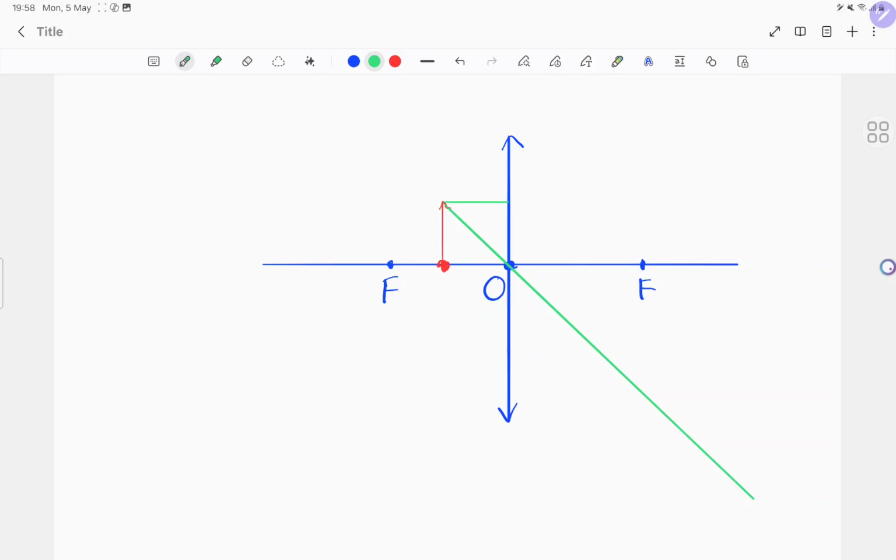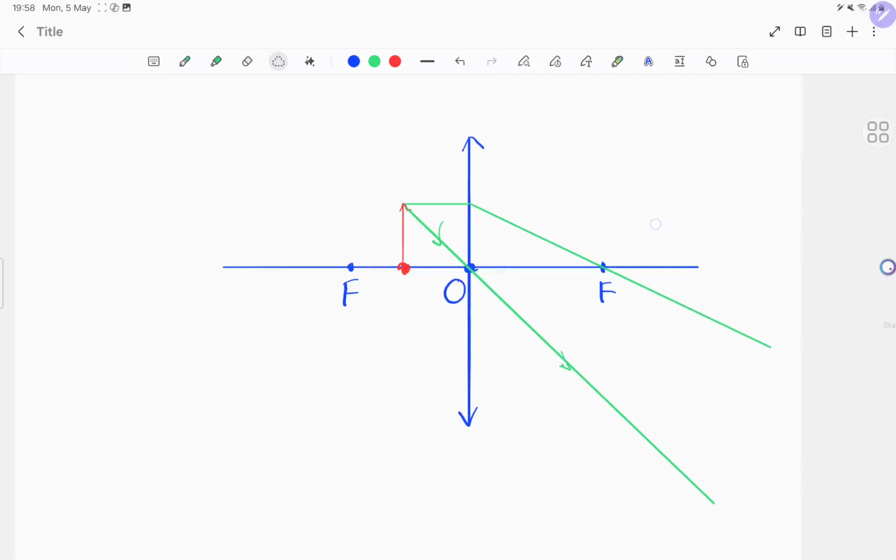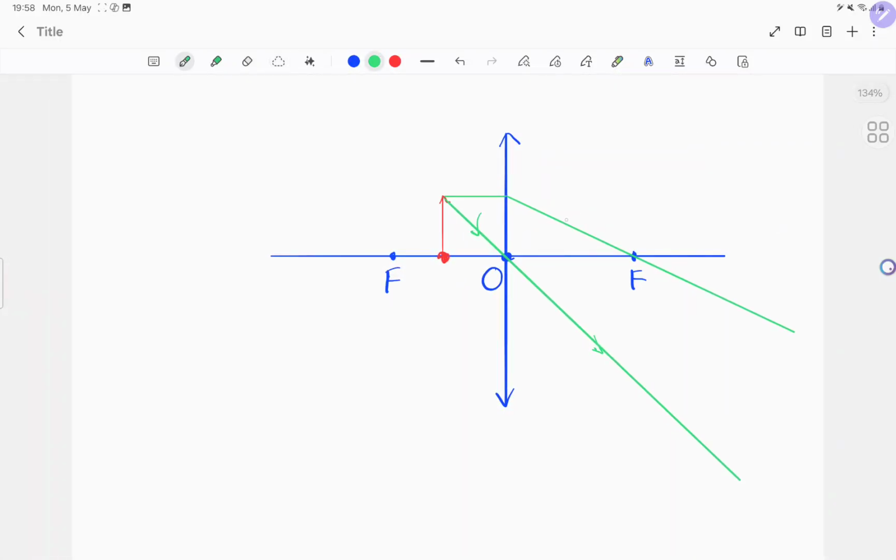Horizontal one. And if this one is horizontal, then it will bend and pass through the other focal point. See? As you can see, they are two diverging rays, which means they cannot form a virtual image. Yeah, that's correct. They cannot meet. So there is no virtual image here.